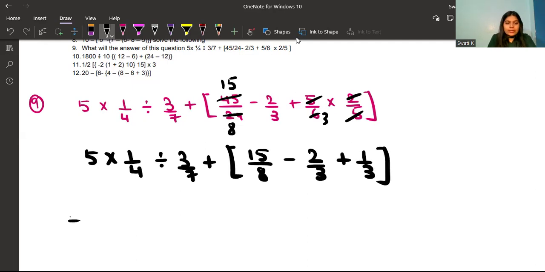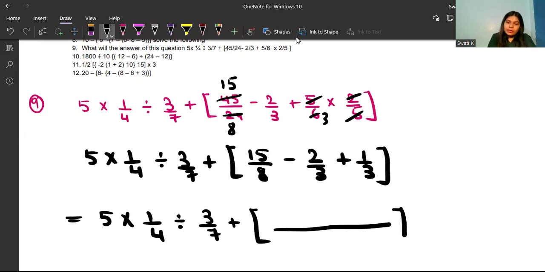Now what I'll do, I'll take LCM inside the bracket to make my calculation easier. So if I take the LCM, of course, it will become LCM of 8, 3 will become nothing but 24, right? So 8 times 3 is 24, so 15 times 3 is 45. Oh, ultimately I have reached to the same step. No worries, even if you have done that, it's okay. Minus 3 times 8 is 24, so 8 times 2 is 16, plus 3 times 8 is 24, so 8 times 1 is 8. Now we have to simplify this.